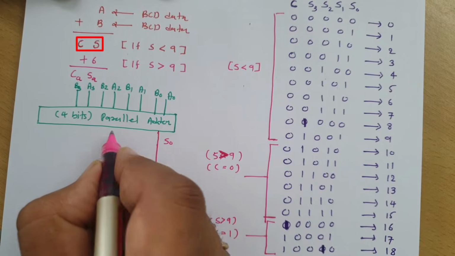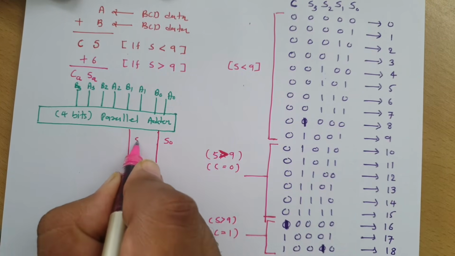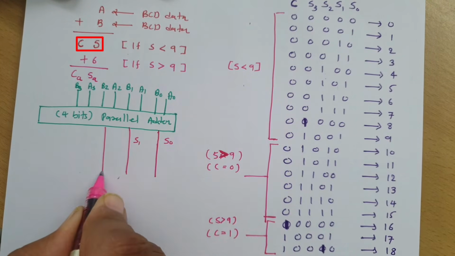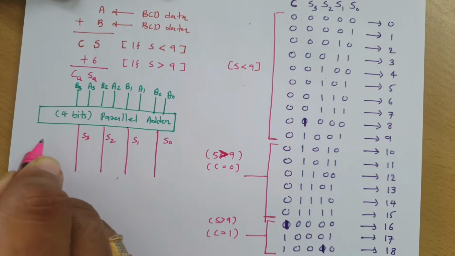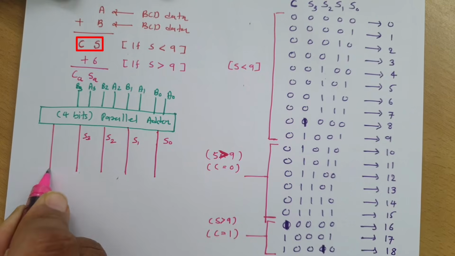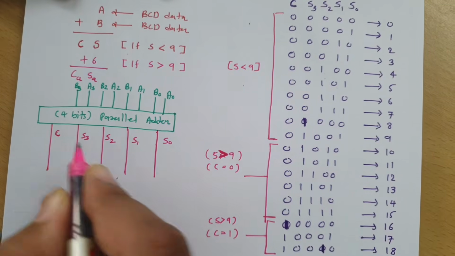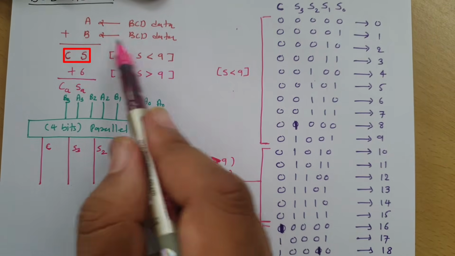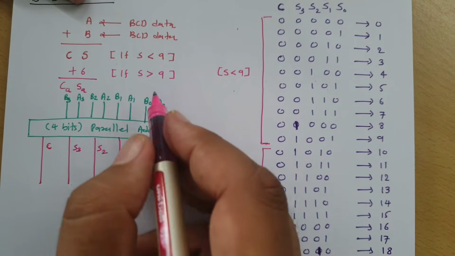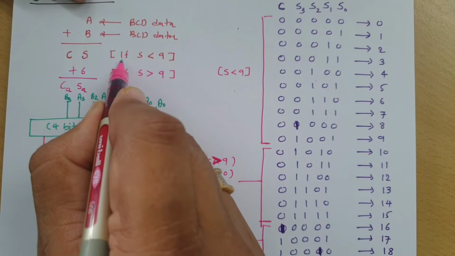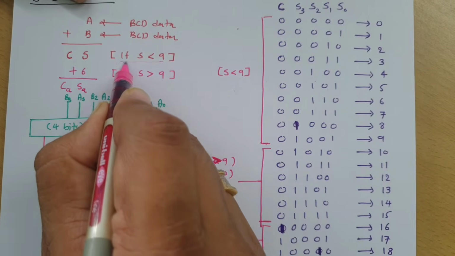The outputs will be S0, S1, S2, S3, and one carry will happen over here. Let us say this is C, and this is the operation which we do as per this. Now here we need to check whether this S is less than 9 or not.